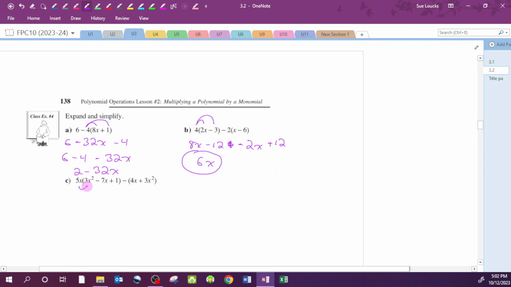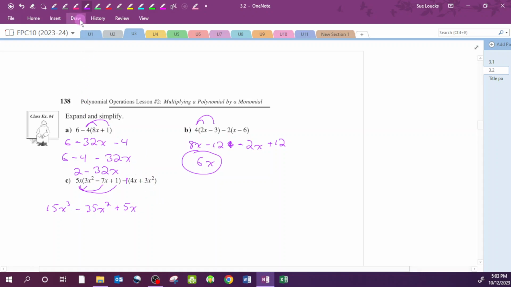All right. This one, there's more going on here. I'm going to draw my rainbow lines underneath here because they are helpful and I just don't have room up on top. So I've got 5x times 3x squared. That's 15x cubed. This is minus 35x squared plus 5x. And then I've got minus. Remember, there's a minus 1 here.